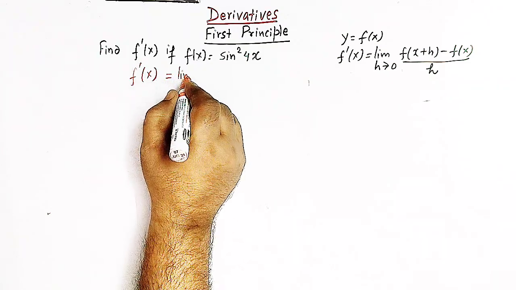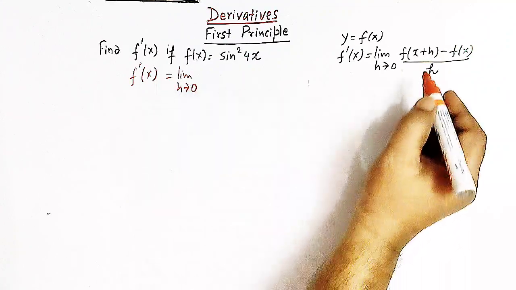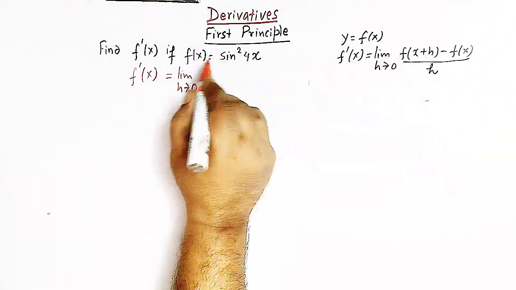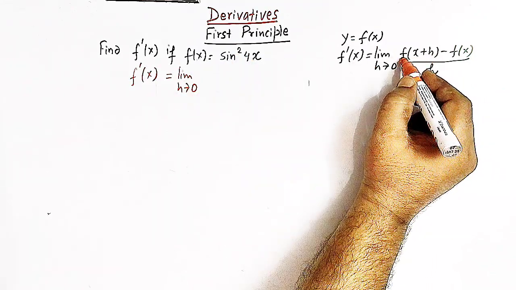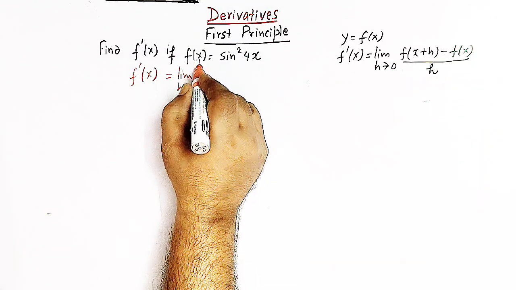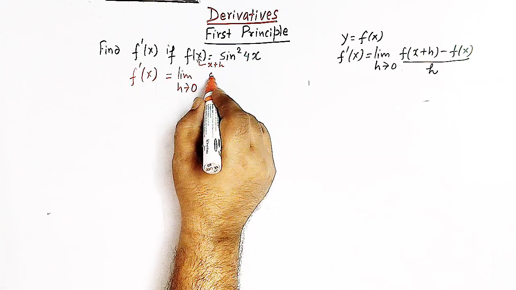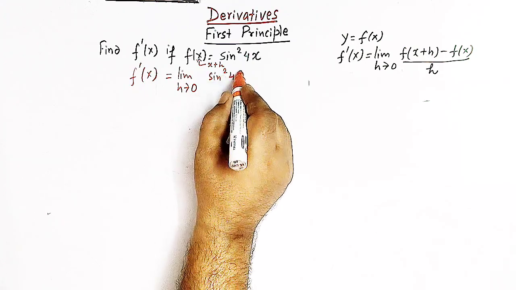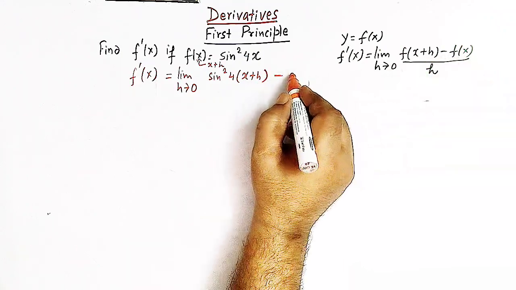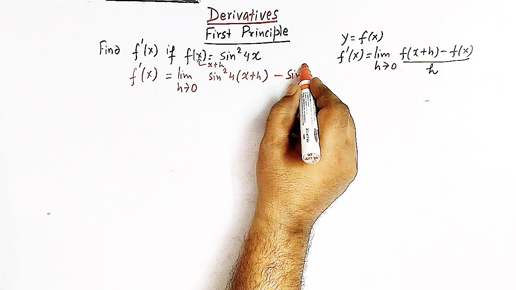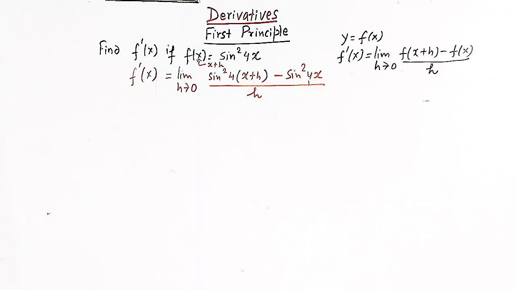x. So we have f prime of x is equal to limit h tends to 0 of f of x plus h minus f of x over h. So here f of x is sine square 4x. So to get f of x plus h, let us replace this x by x plus h. So here we have sine square 4 times x plus h, and then we have f of x, that is simply sine square 4x, and in the denominator we have h.